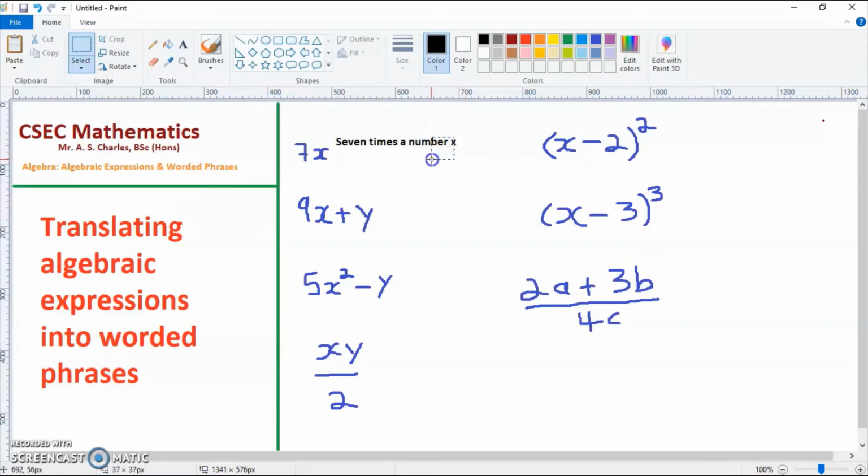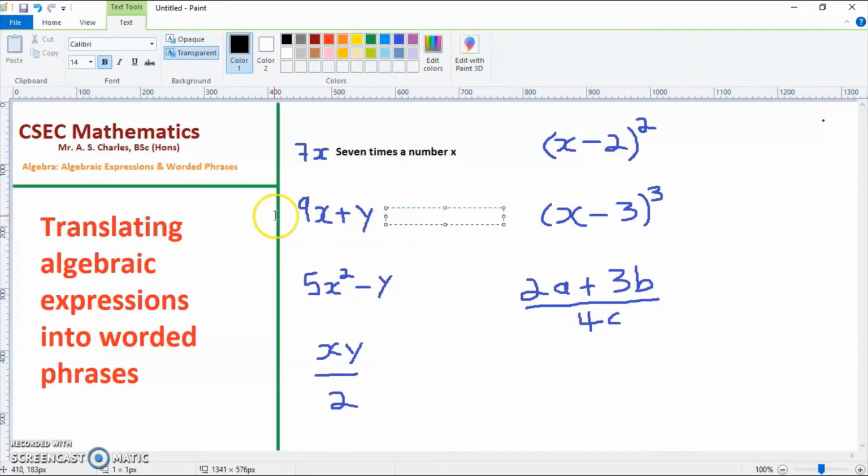So the first one is 7 times a number x. Let's look at the second one. We have this algebraic expression here. First we have 9, we have x, and then we have plus y.